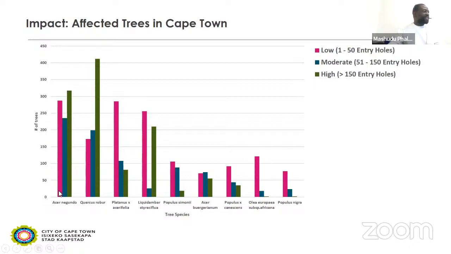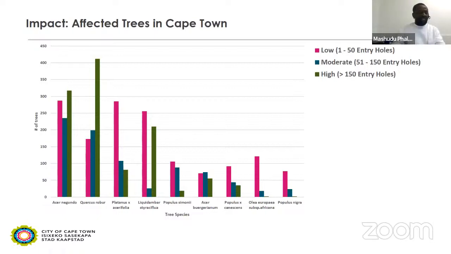Looking at the level of infestation per tree category, you will see that the Acer negundo, or box elder, and English oaks are the most attacked. These two species show symptoms of being heavily infested. With the box elder, over 300 trees have more than 150 entry and exit holes, which indicates a high population size of the PSHB. And over 400 English oak trees have a high level of infestation, also with more than 150 entry and exit holes.